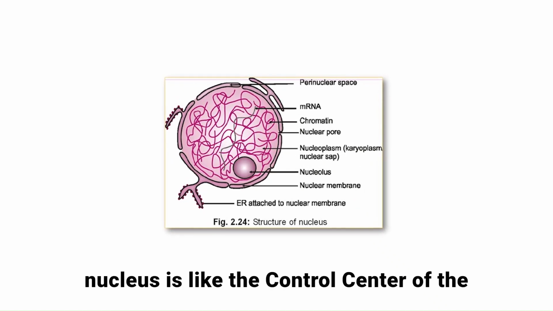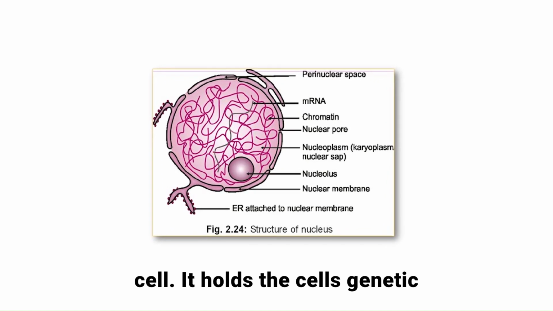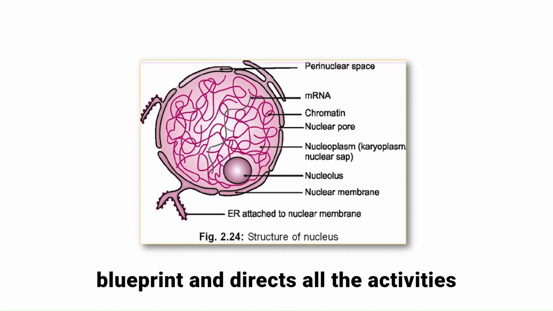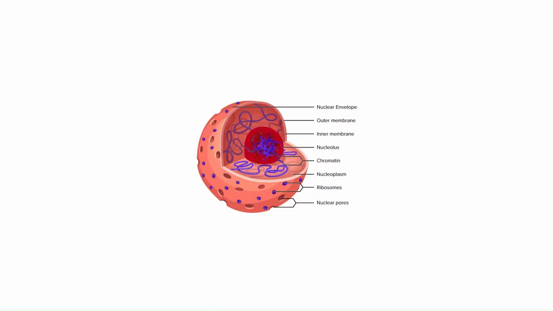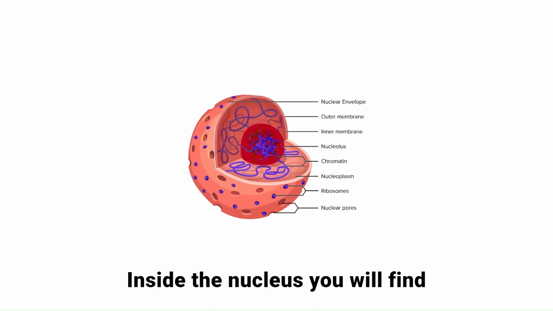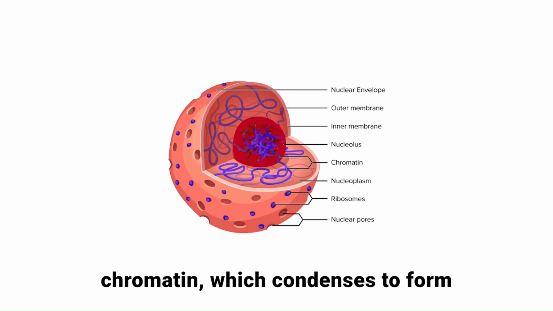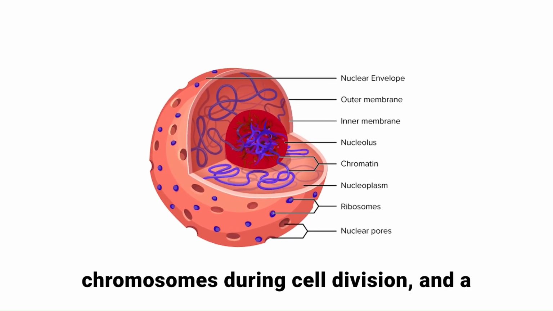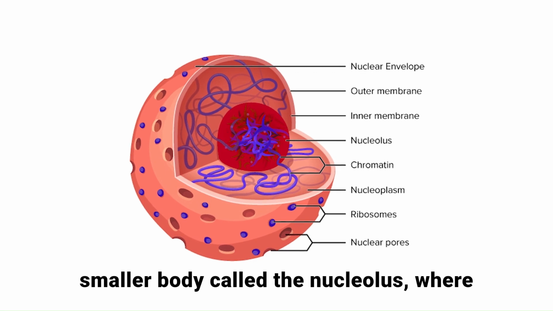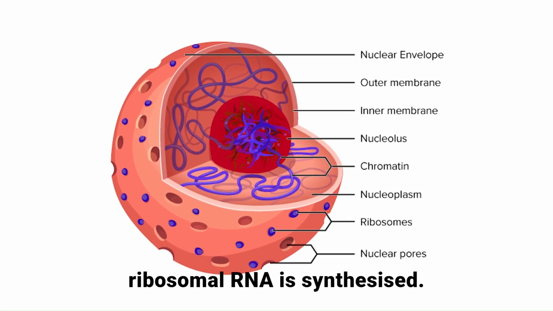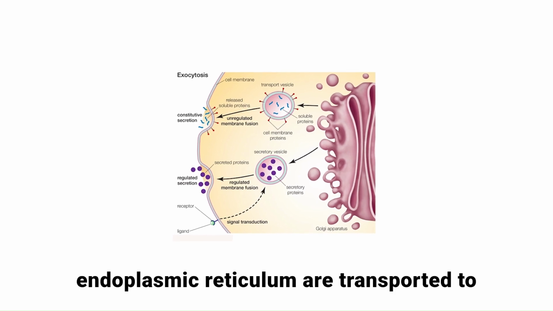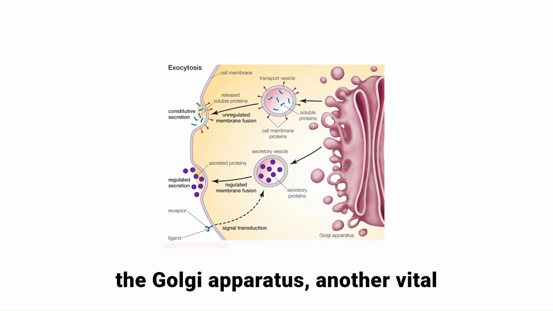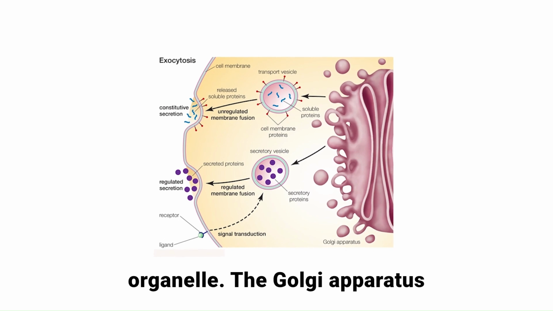The nucleus is like the control center of the cell. It holds the cell's genetic blueprint and directs all the activities by regulating gene expression. Inside the nucleus, you will find chromatin, which condenses to form chromosomes during cell division, and a smaller body called the nucleolus, where ribosomal RNA is synthesized. Proteins synthesized in the rough endoplasmic reticulum are transported to the Golgi apparatus, another vital organelle.